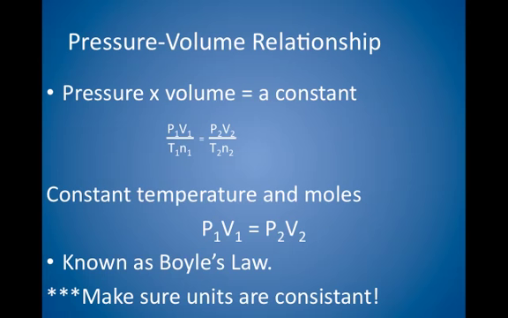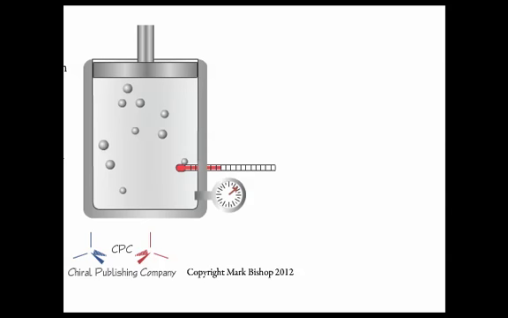When you do conversions or calculations, you want to make sure that these have consistent units. If you have pressure, both pressures should be in atmospheres, or both volumes should be in liters. You wouldn't want to have one in liters and one in milliliters. And now we're going to look at an animation that shows this relationship and how a change in pressure will cause a subsequent change in volume.